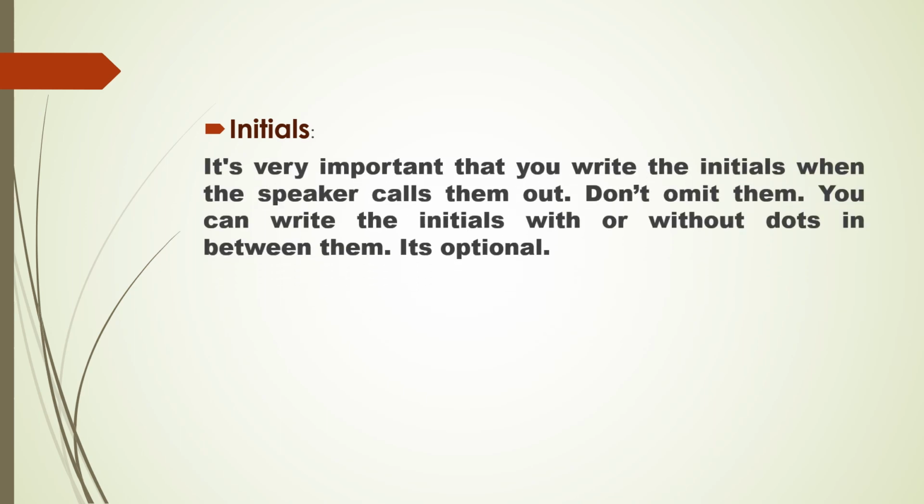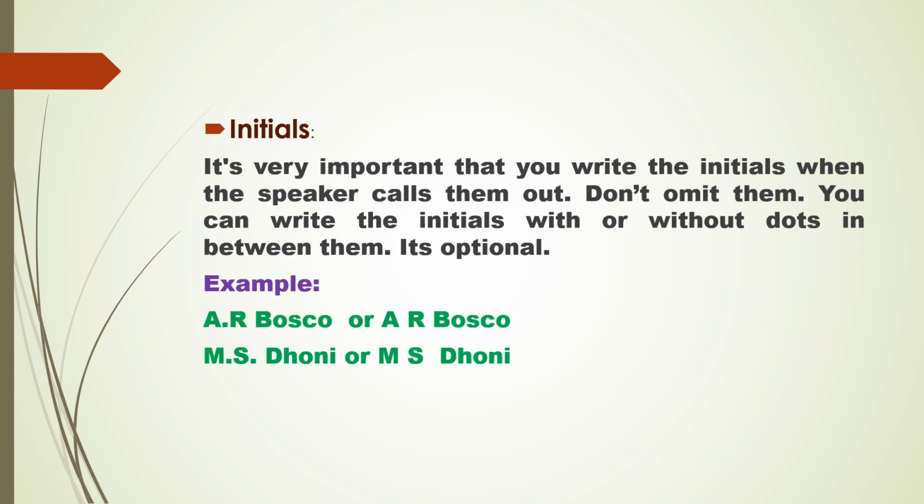The last thing is initials. If initials are said by the speaker, you need to write down the initials. That is J.K. Rowling, M.S. Dhoni, A.R. Bosco, A.D. De Villiers. So A.D., M.S., J.K., A.R. are called initials. If it is told by the speaker, then you need to write it. If it is not told, no problem, just write Bosco, Dhoni, De Villiers. But if they are saying their complete name with the initials, you need to write it down. Be clear, you need to write down the initials and the titles.